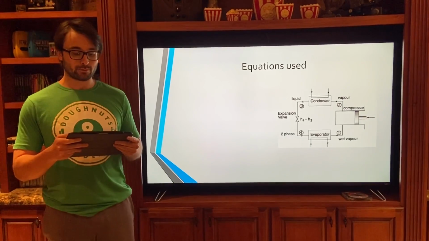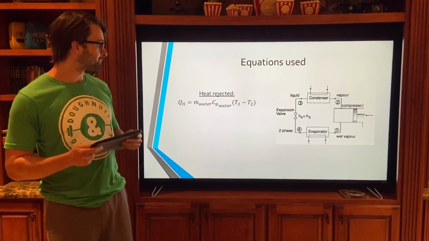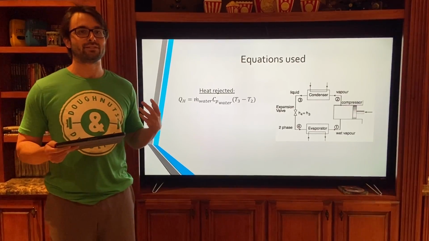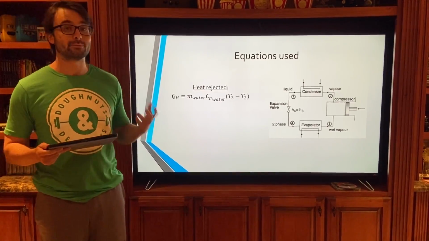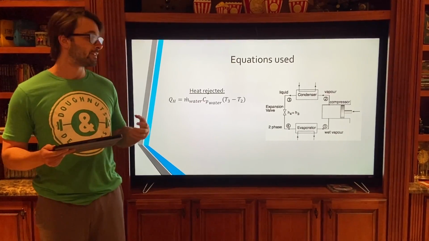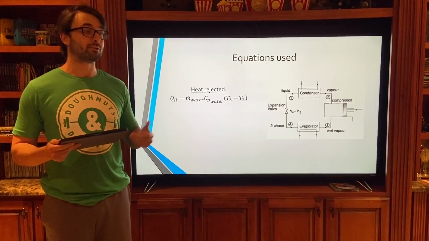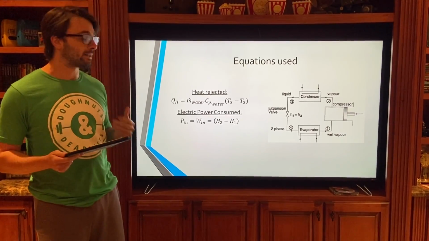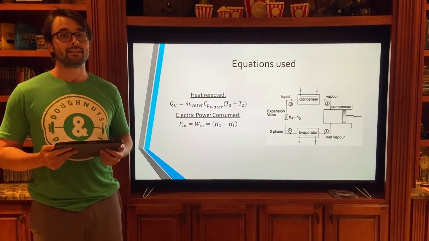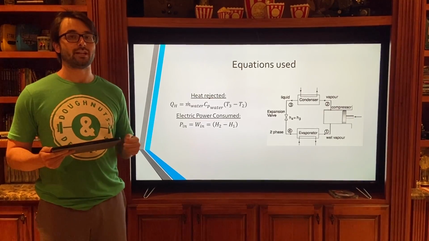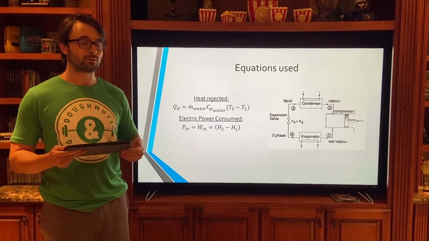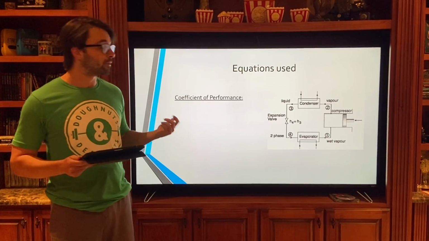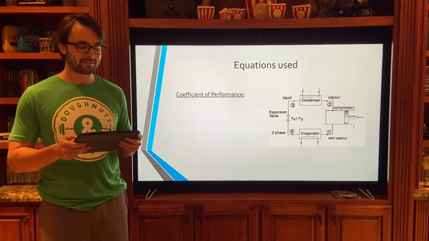And so some important equations used: the heat rejected of the system. We can take the mass flow of the water and the specific heat of the water and multiply it by the temperature change over the condenser to find the heat rejected out of the system. We also have electric power consumed, which can be defined as the enthalpy change across the compressor, and this will be the work input.